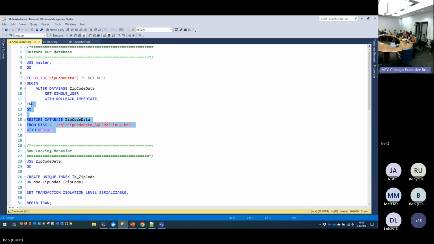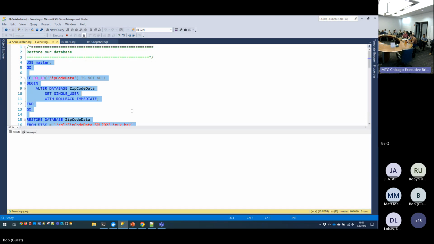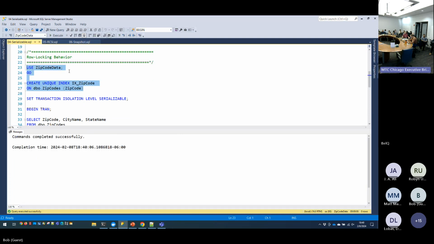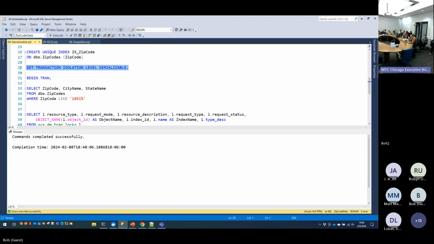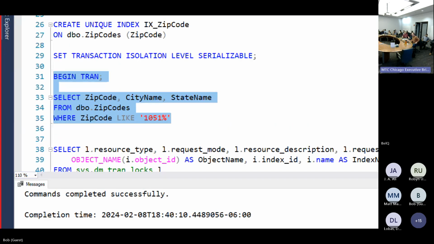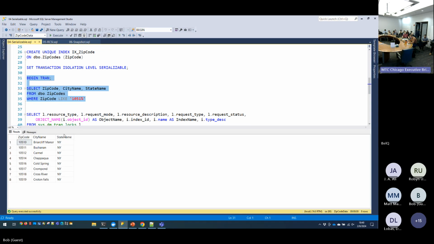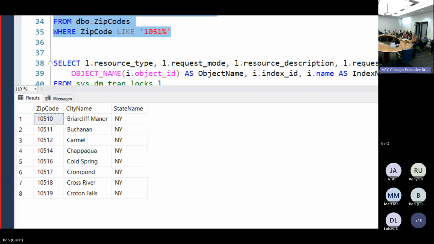All right, so we're doing serializable now. Once again, I'm just going to restore my database, and we're going to look at the row locking behavior now. I'm going to create a unique index, once again on zip code. I am going to set my isolation level to serializable, open a transaction, and select all the zip codes that begin with 1051. At most, there should be 10 zip codes. I think there's actually 8 or 9 here. Let's look. There are actually 8 zip codes, all in New York, that start with 1051.